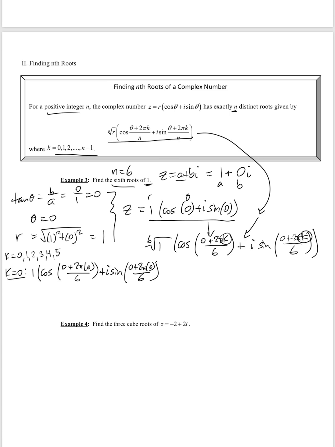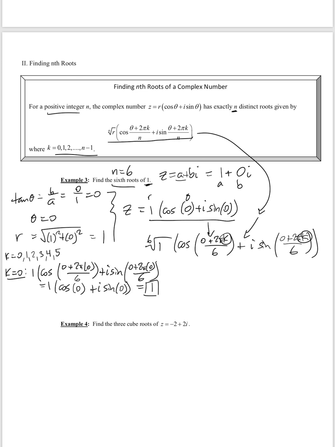Zero plus 2 pi times 0 is 0, divided by 6 is 0. So that simplifies to 1 times the cosine of 0 plus i times the sine of 0, which is cosine of 0 is 1, sine of 0 is 0, so I get 1 times 1 plus 0 is 1.